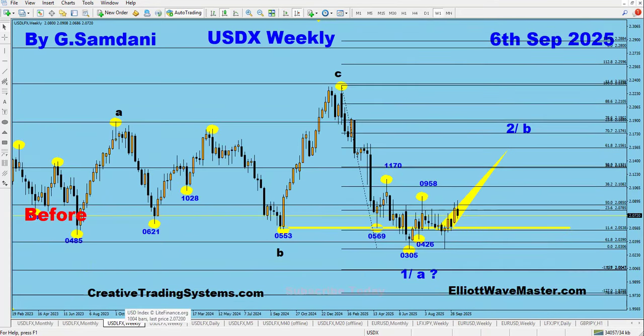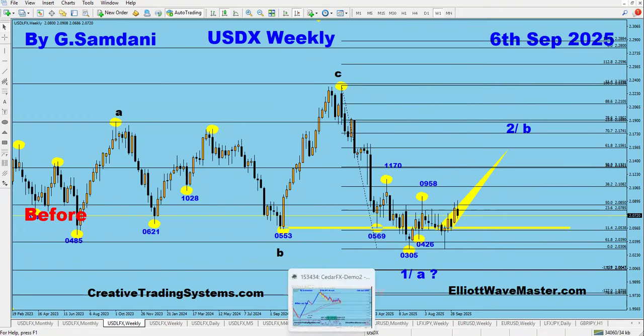So let's see how far we go to the upside. Now, if USD goes up, then obviously Euro USD, Pound USD will go down, right? USD index, I'm talking about. If USD is going to get strong, then we need Pound USD, Euro USD to go down, and USD Yen, USD CAD to go up.